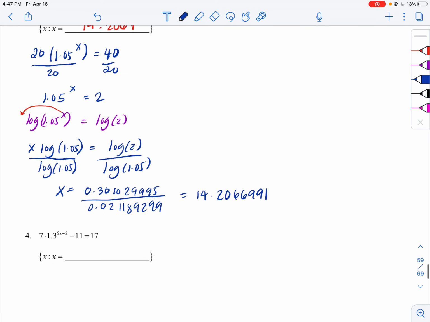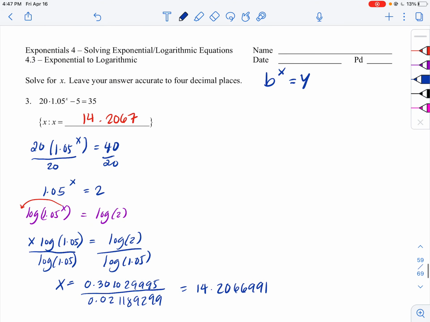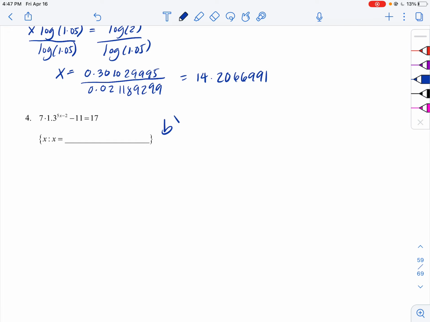Okay, and again, we have to follow b to the power of x equals y. It looks like there are so many distractions in here. So we are going to get rid of the distractions one by one. Let's get rid of the first distraction, negative 11. So I'm going to add 11 on both sides. So 7 times 1.3 to the 5x minus 2 equals 17 plus 11 is 28.